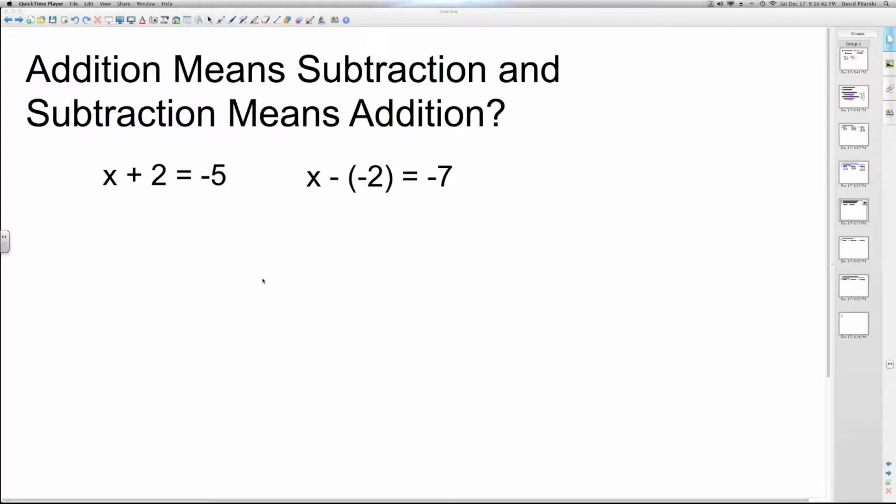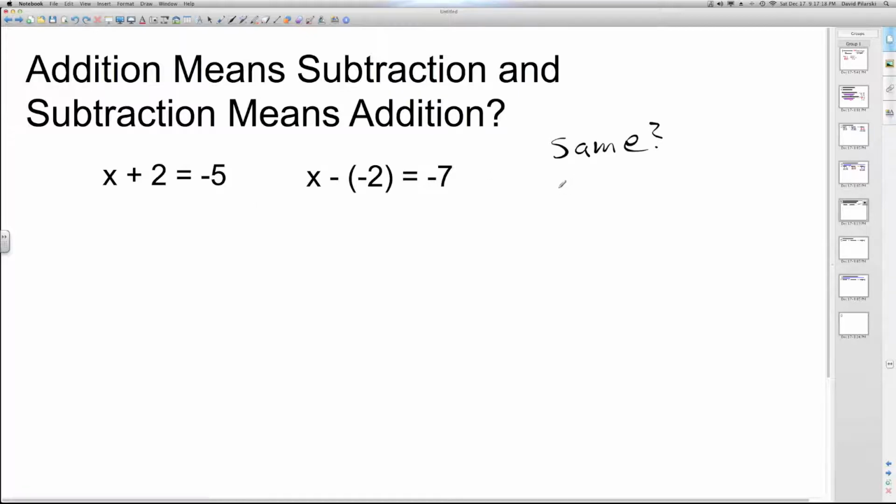To show you what I'm talking about, I have two examples up here. Let's first take a look at the similarities and differences about these problems. What's similar about these problems? What's the same? Well, one thing that's the same is that they're both equations. They both have equal signs. Another thing that's the same is they both have an x on the left of that equal sign.